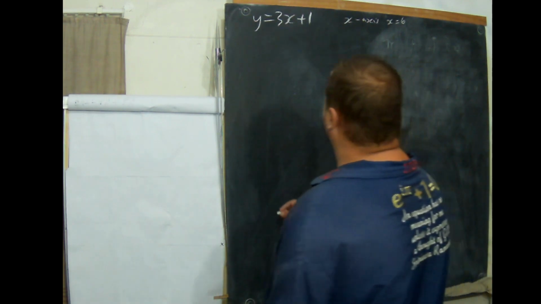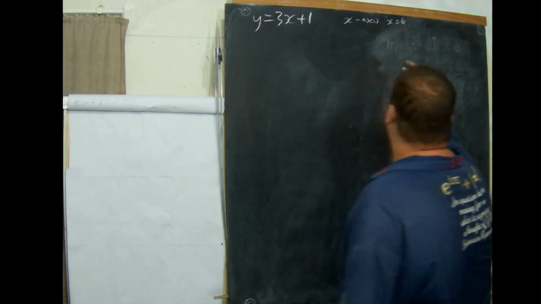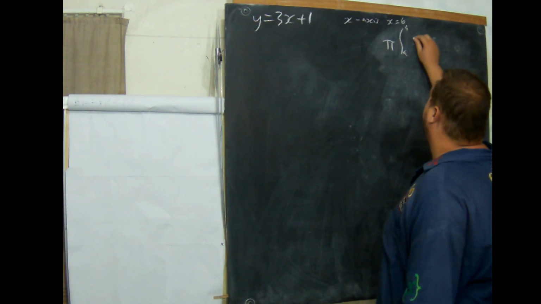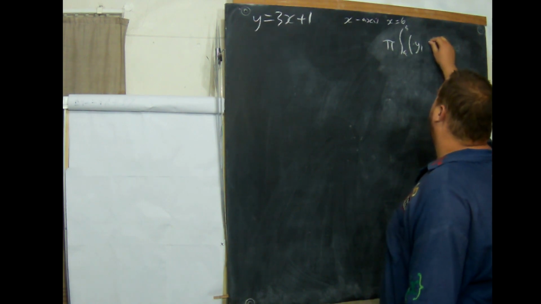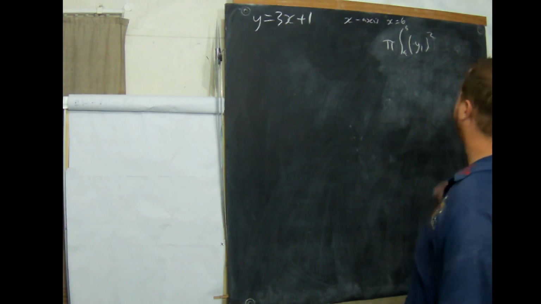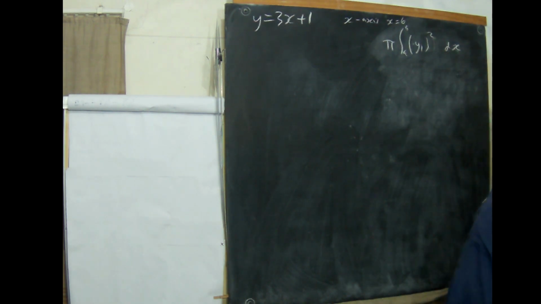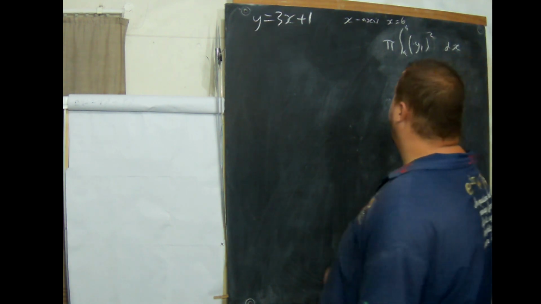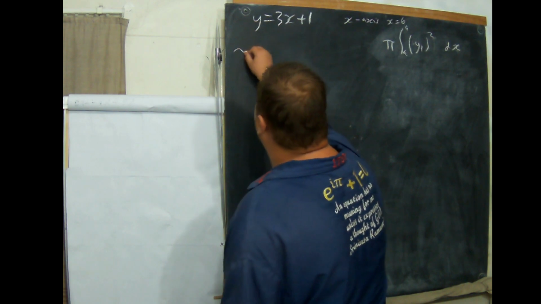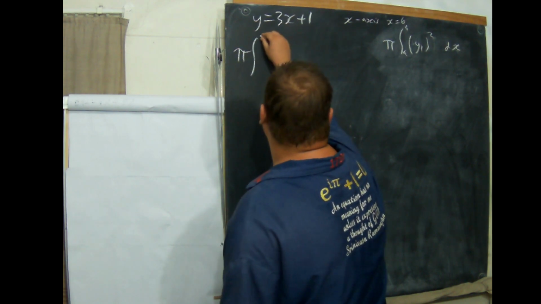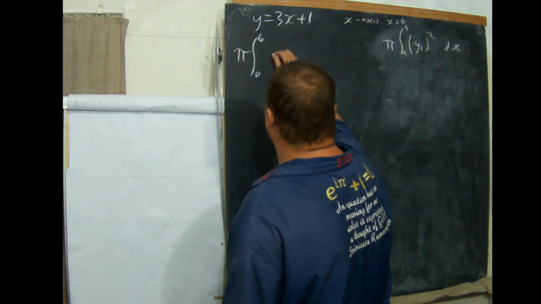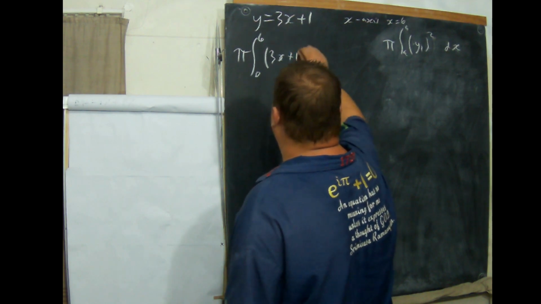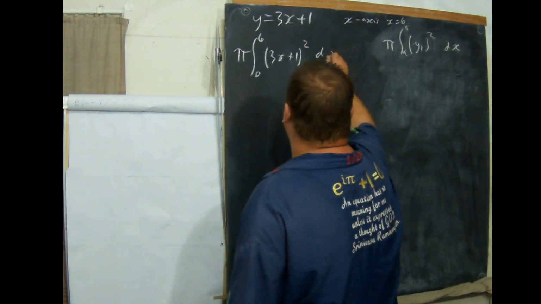So we're using pi, the integral from b to a, of y1 squared dx. Okay. Now this is 3x plus 1. So this is pi, the integral from 0 to 6, of (3x plus 1) squared dx.